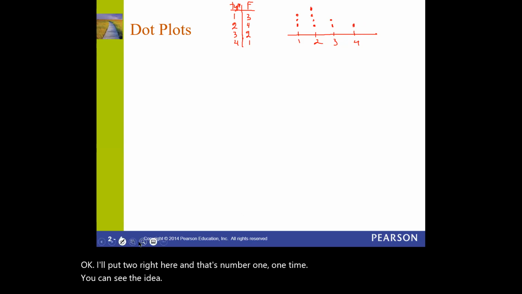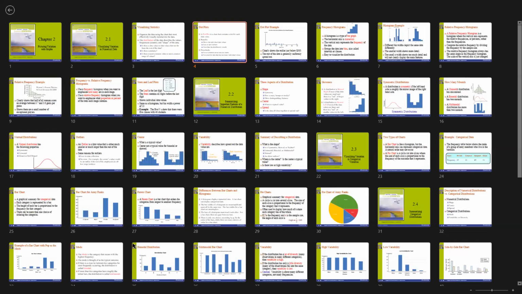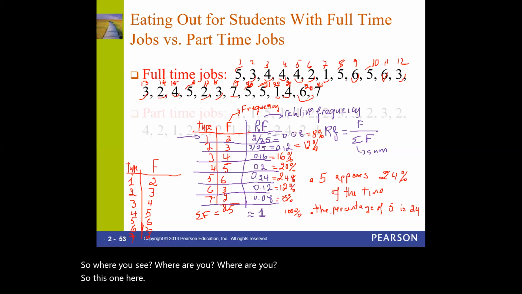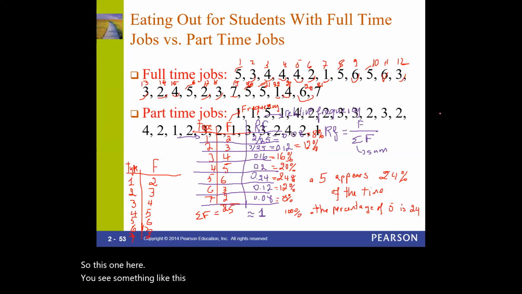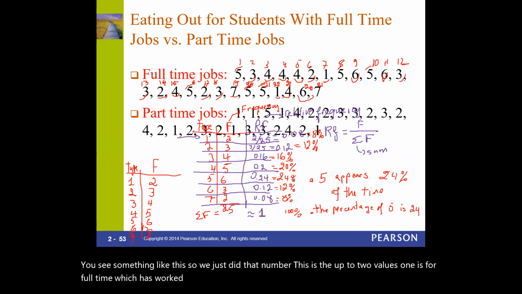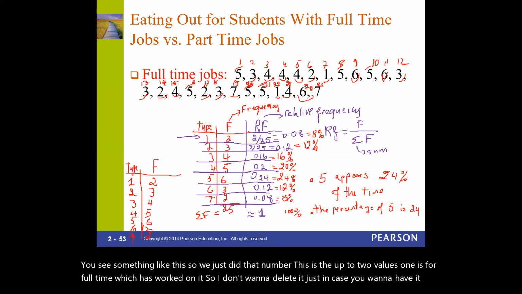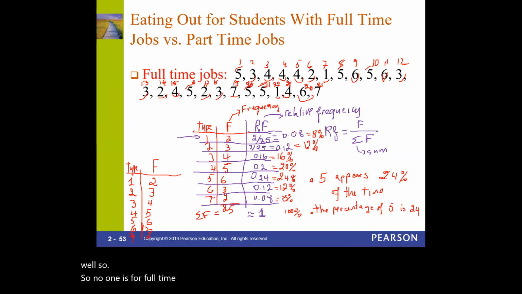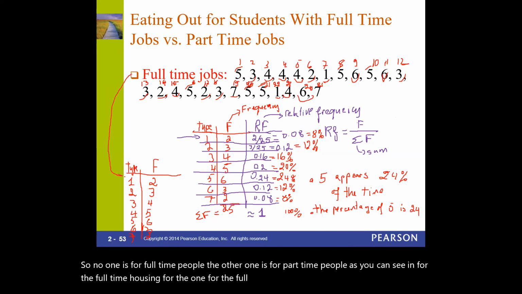Okay, so let me quickly show you the one we just did earlier today. That is already done. So where is it? Where are you? So this one here shows something like this. We just did that. They have two values. One is for full time, which has a word on it, so I don't want to delete it just in case you want to have it as well. One is for full-time people, the other one is for part-time people. As you can see, for the full-time, 1 appears 2 times, 2 appears 3 times, etc.